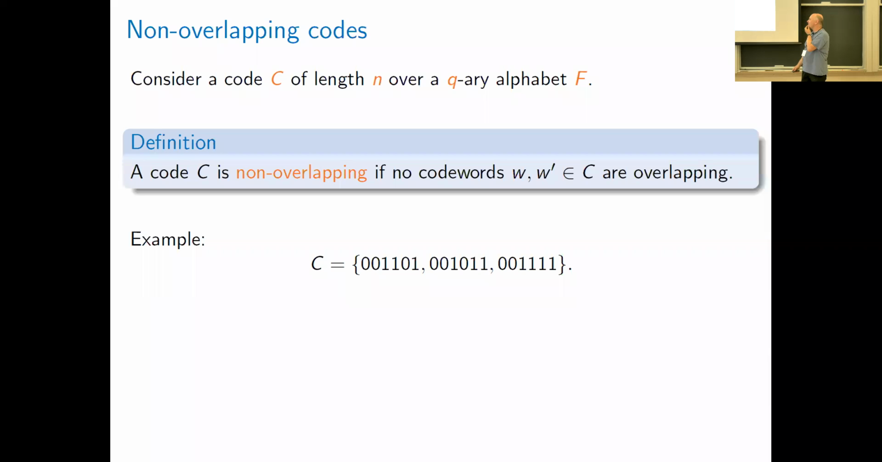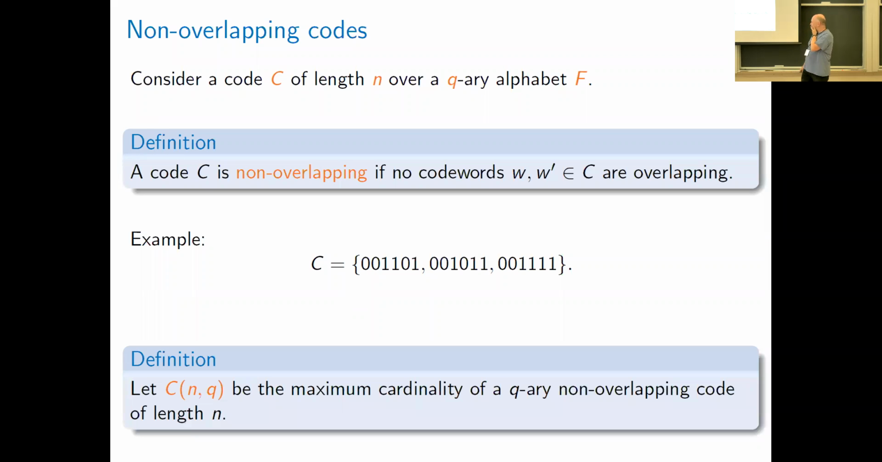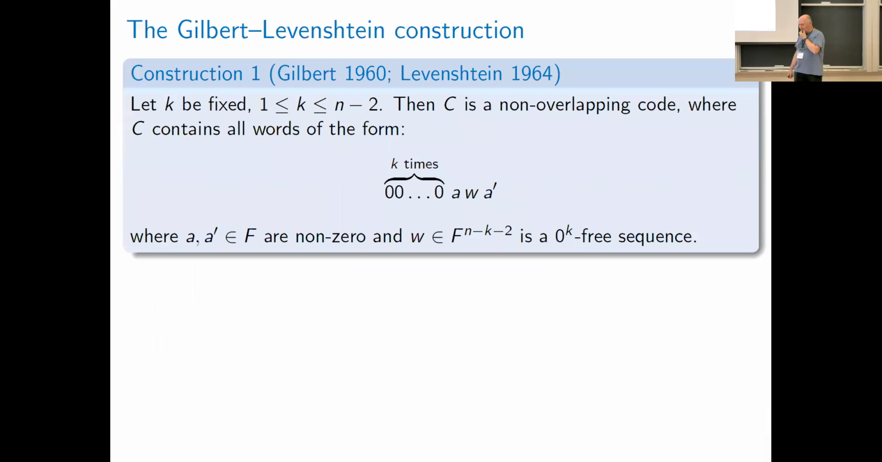Okay. So what I'm interested in is obviously large codes. How big a code can we get that is non-overlapping? So I'm going to call C(n,q) the maximum cardinality of such a thing. I'm going to fix my length n and my alphabet size q, and C(n,q) is just the biggest non-overlapping code in terms of cardinality. So what can we say about that? Okay, so that's the game. So here is a construction of these things.